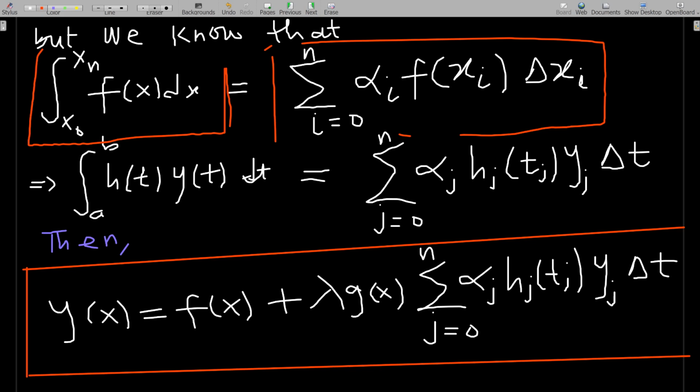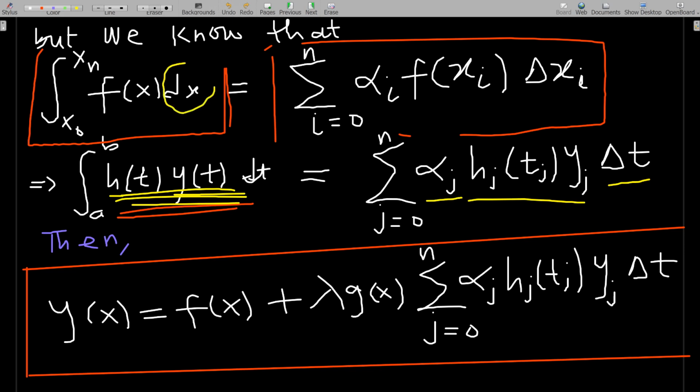Now this means that the integral from a to b of h of t y of t, in the integral equation, can then be rewritten as the summation of alpha j, using j here, then whatever is under the integral sign: hj of tj, yj of tj. I just chose to write it yj because there is no space here. Then times delta t, since we are integrating with respect to t. Here we were integrating with respect to x, that is why we had delta x. So when you come to t, you have to get delta t.